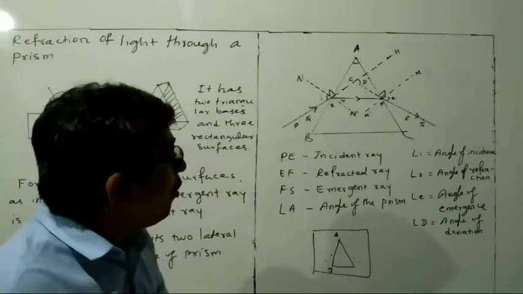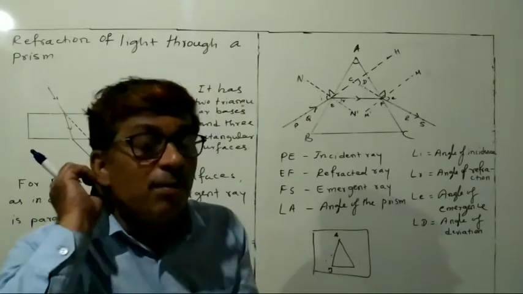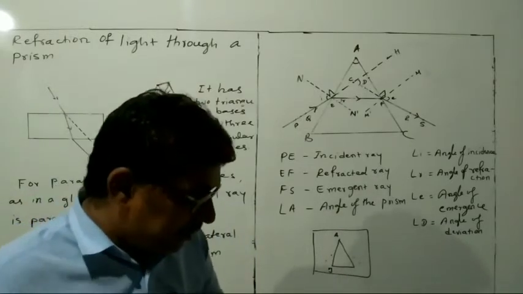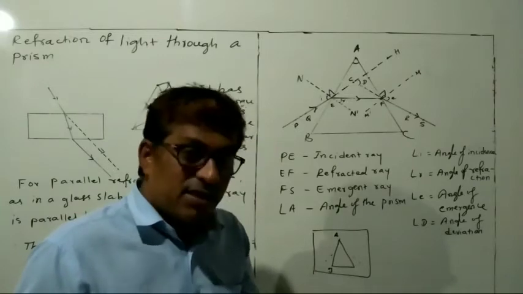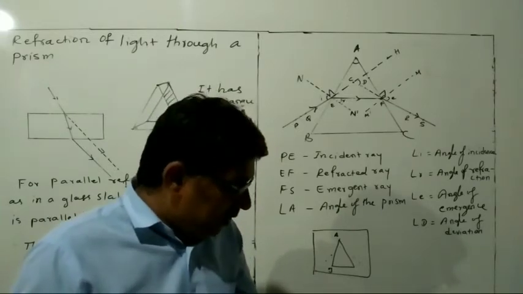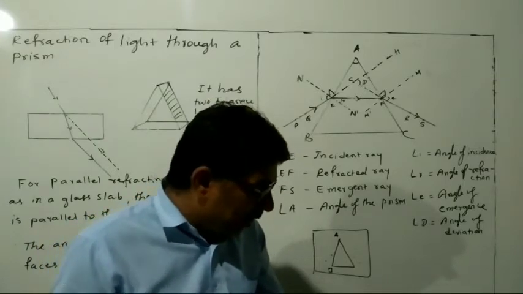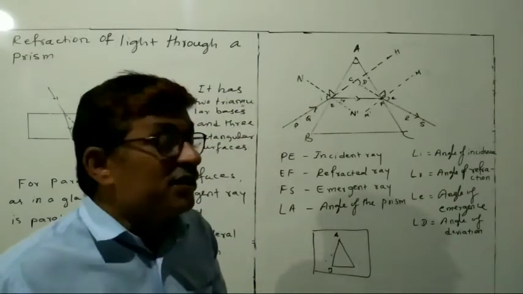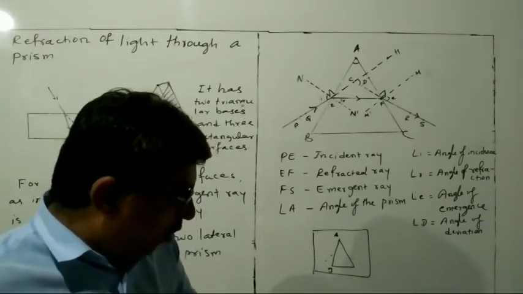So compare the angle of incidence and compare the angle of refraction. Is it similar? Yes. The peculiar shape of the prism makes the emergent ray bend at an angle to the direction of the incident ray. So this angle is called the angle of deviation.